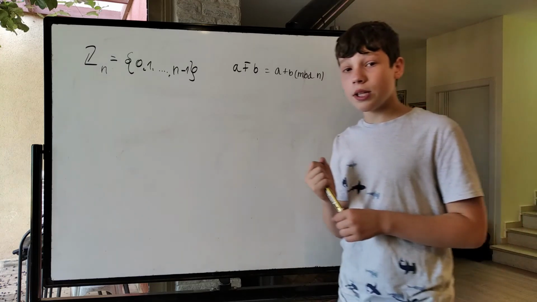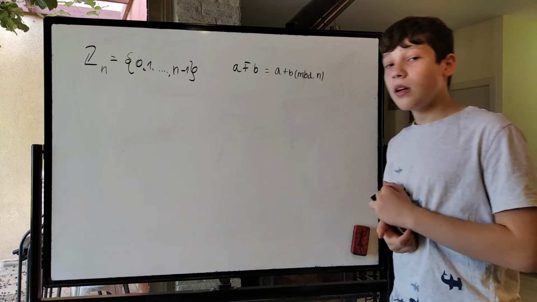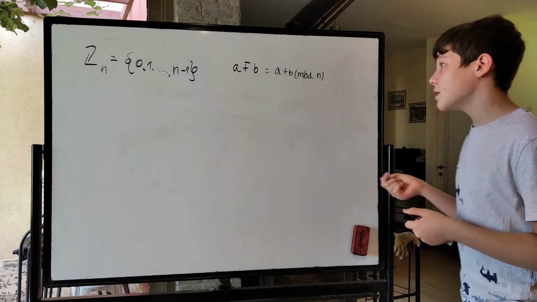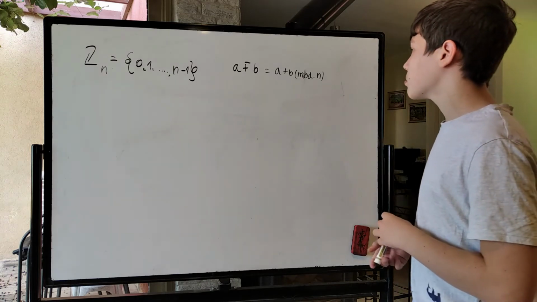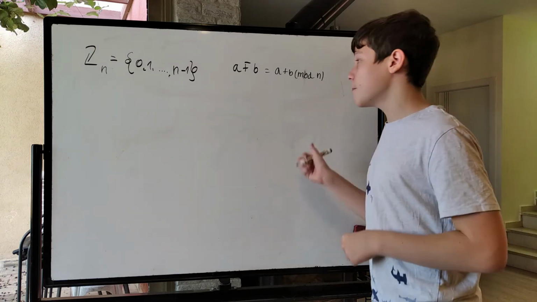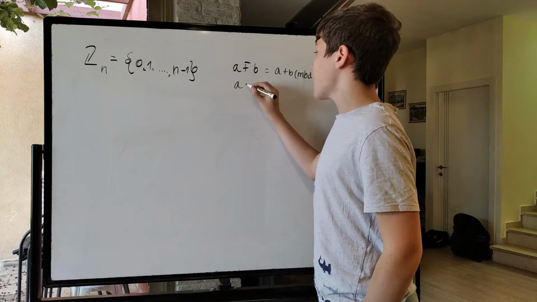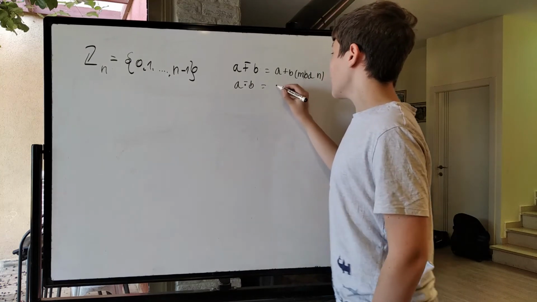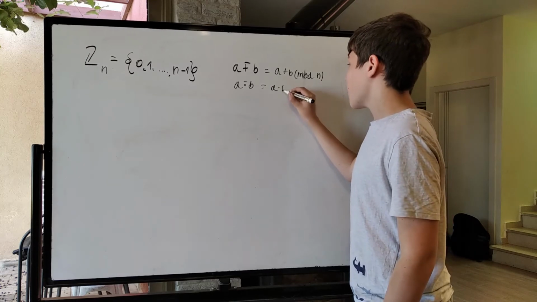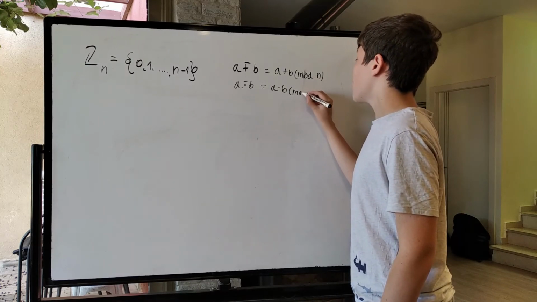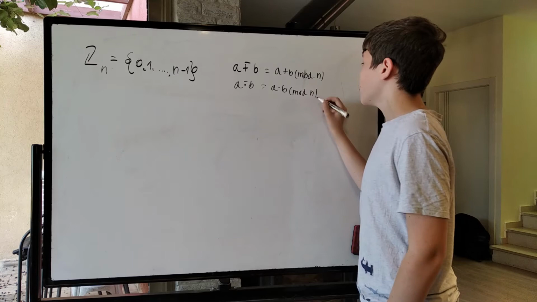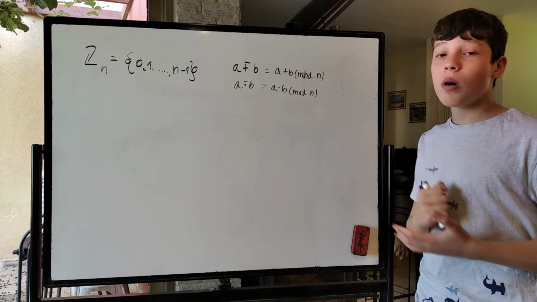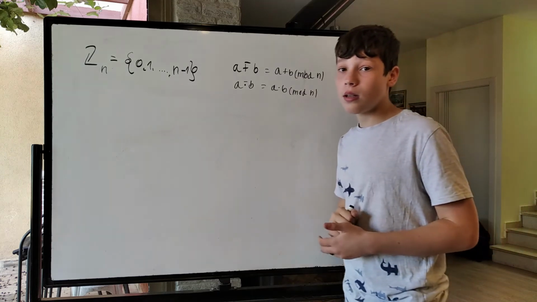14 mod 2 is 0, because after dividing 14 by 2, you get a remainder of 0, because 14 is divisible by 2. So this is the sum. If the product is very similar, the product is the regular product, also mod n. So now we want to show that this is a field.